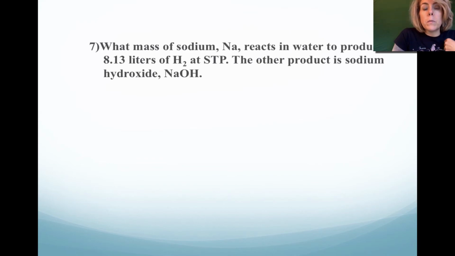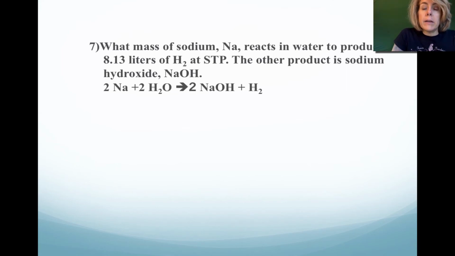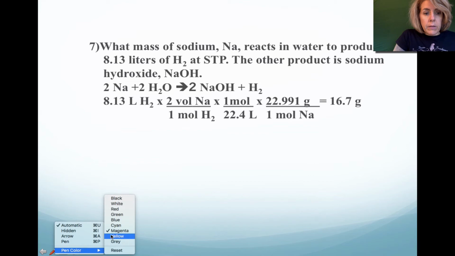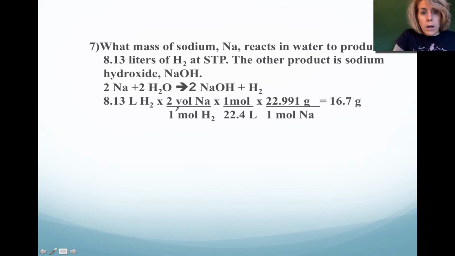Okay, here's another problem where we're looking at sodium reacting in water, and we have added hydrogen gas, H2 again, and our product is sodium hydroxide. So once again, we need a balanced equation. We're going to take the volume of the hydrogen, and notice that we are going to multiply it by a mole ratio here. So we're going to say that for every mole of hydrogen, we have 2 moles of sodium.